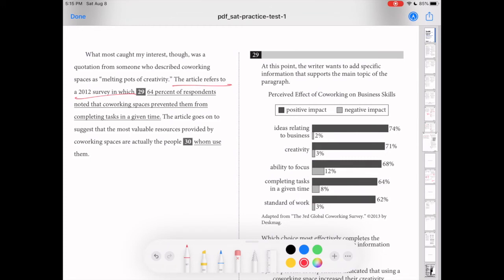Try no change. Sentence says 64% prevent them from completing tasks on time. Yup, we can assume that's negative. In the chart though, it says 64% were actually positive in helping to complete tasks in a given amount of time. This is flipped, beware. That makes this choice wrong.